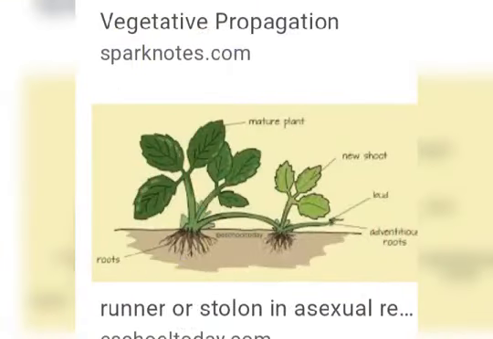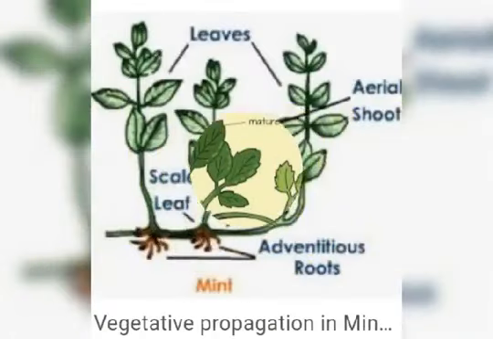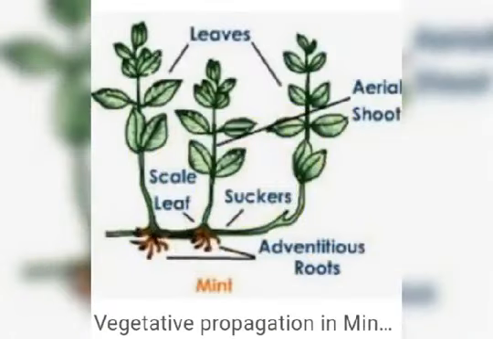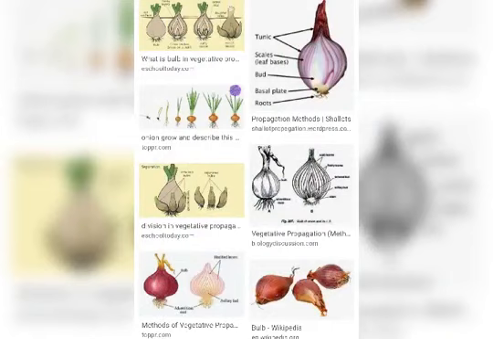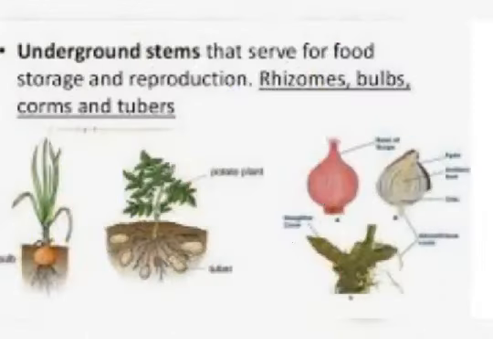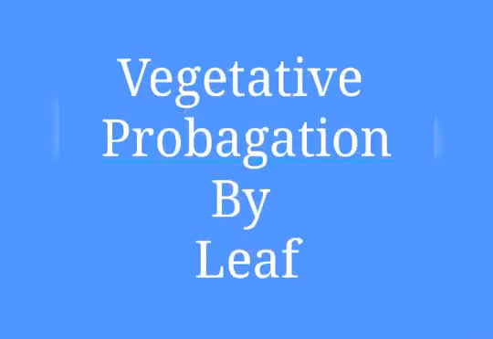Now let's move on to the next topic called the artificial method. In the artificial method, we are going to induce, we are going to make plants reproduce. This method is divided further into two types. One is the conventional method, the other one is the modern method. The conventional method is further divided into cutting and grafting.